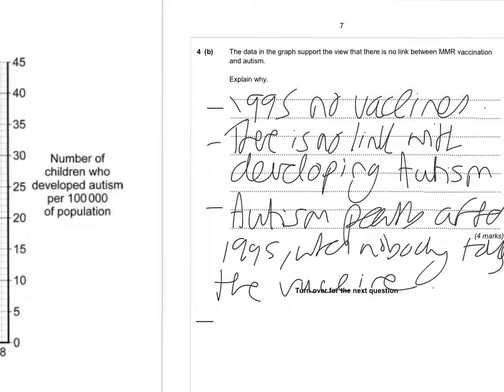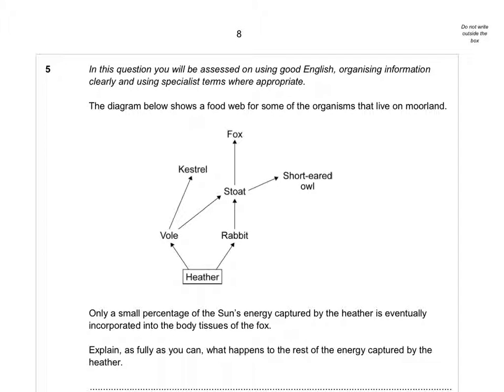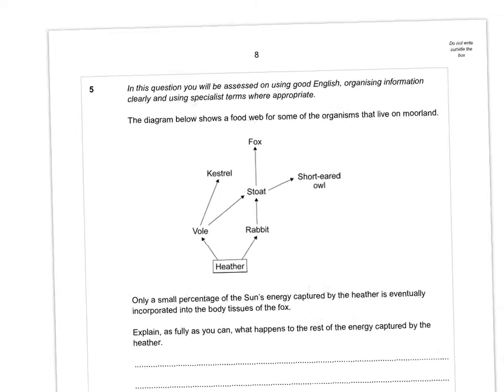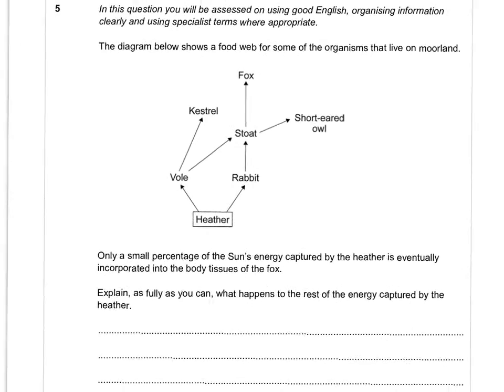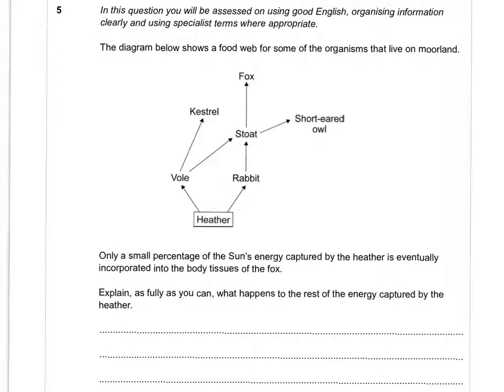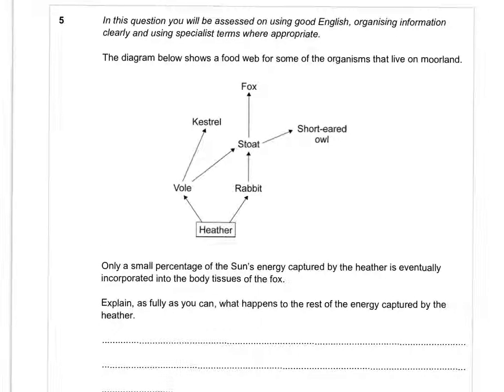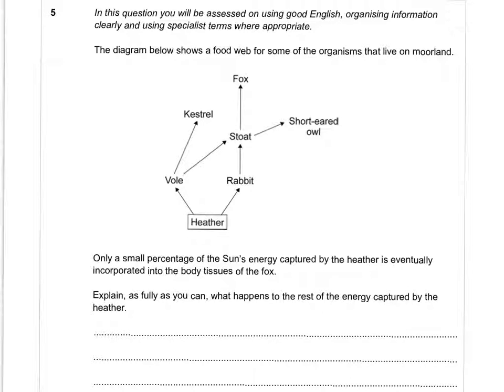Okay, next page. Let's look at this one. This was a 6 marker on energy transfers, and it was generally not answered very well. A lot of people lost marks on this one. We'll talk through it and see if we can identify the main areas where people lost marks for this. Okay, so it says, in this question you'll be assessed using good English.